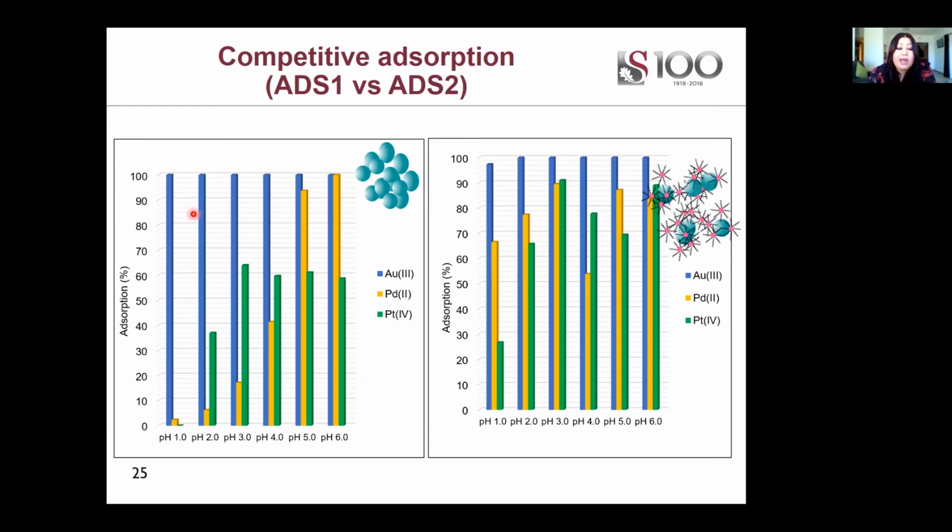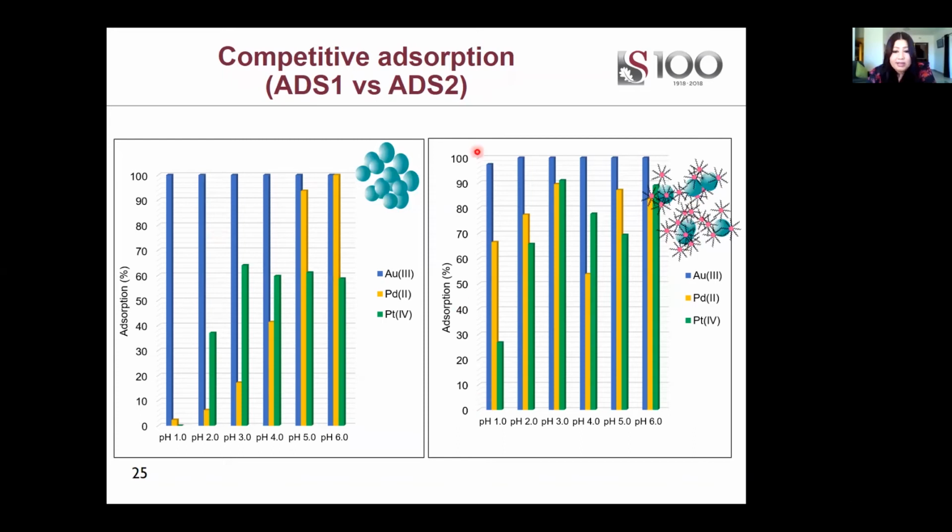And as you increase the pH, it still extracts gold first, and then platinum, and then palladium. Yet at pH 5 and 6, where it seems like the palladium extracted a lot, this is actually because the palladium precipitates out of solution at high pHs, so this can't be attributed to adsorption on the surface of the naked ions.